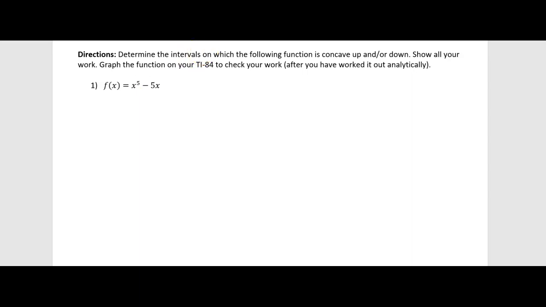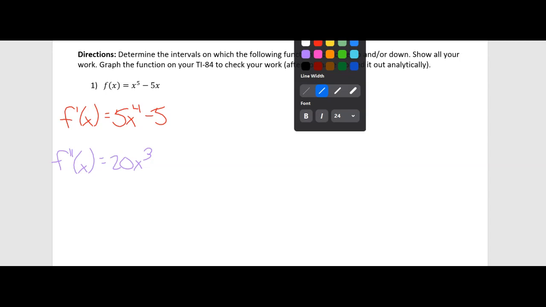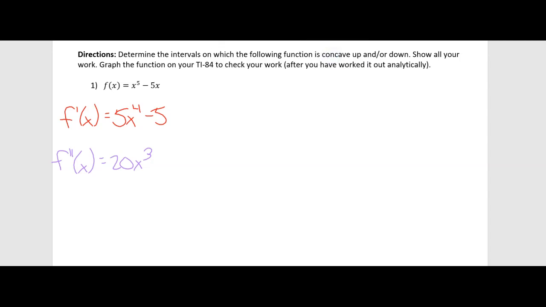All right, so we clearly need to find the second derivative first, and I'm going to do that by first finding the first derivative. So f prime of x is equal to 5x to the 4th minus 5. My second derivative, again just a power rule, is going to be equal to 20x cubed. So to find the critical points of my second derivative, I'm going to set it equal to 0. It's never going to be undefined, so I don't have to worry about spots where it's undefined. So I'm going to get 0 is equal to 20x cubed, and that means x is equal to 0.